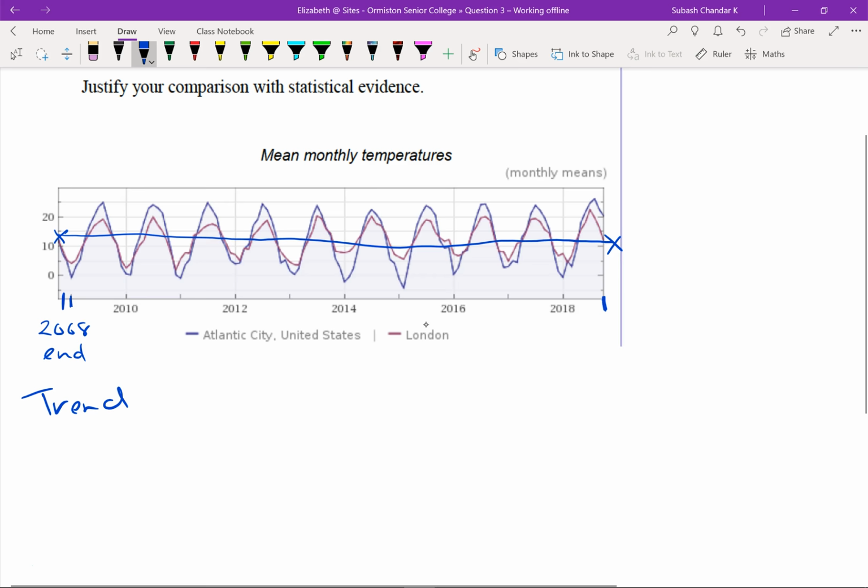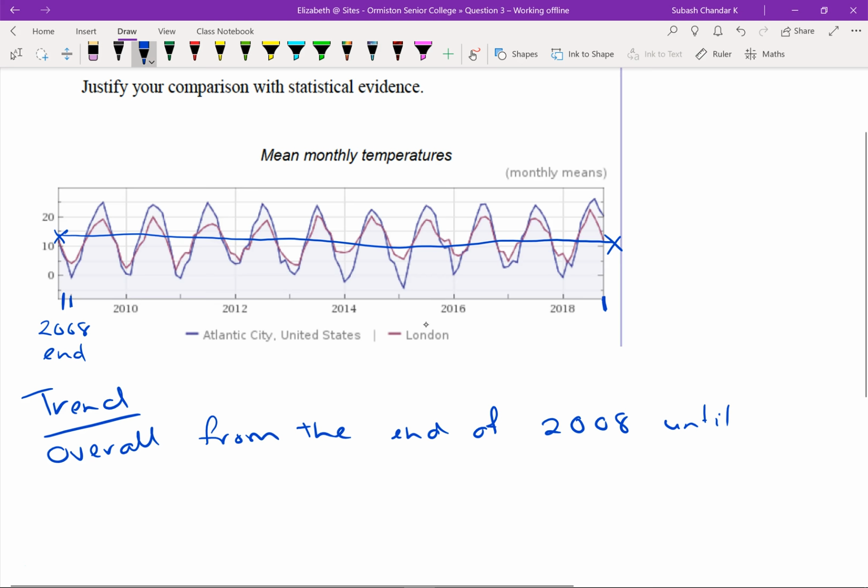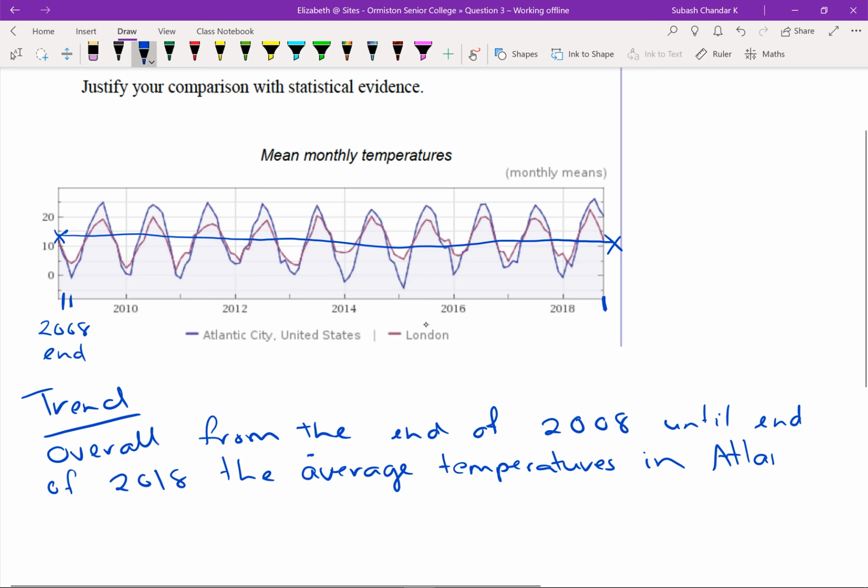So trend. Overall, from the end of 2008 until the end of 2018, the average temperatures, and now the blue line is Atlantic City, and Atlantic City is stable at around 12 degrees. And I think it's in Celsius, they haven't explicitly said, but I'm assuming that's not in Fahrenheit, because Fahrenheit, that would be below zero. Okay. So that's just my overall statement that will get me through to my Achieved.